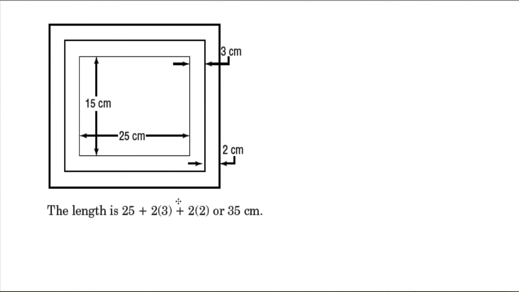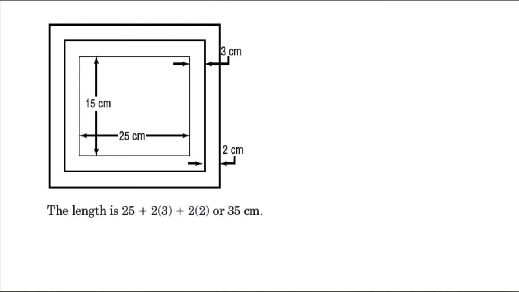Why is it 2 times 3? Because there's 3 centimeters here, and there's also 3 centimeters on the other side. So it's 25 plus 3 plus 3, or 25 plus 2 times 3. And if you notice, there's 2 centimeters here, and there's 2 centimeters on the other side. That's also the reason why it's 2 times 2. So if you add them all up, the length of the biggest rectangle will be 35 centimeters.